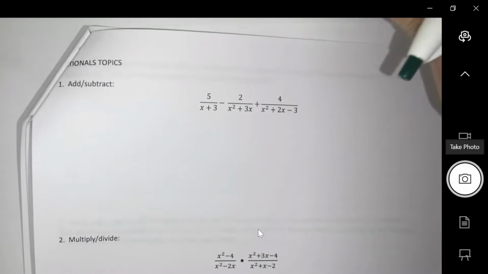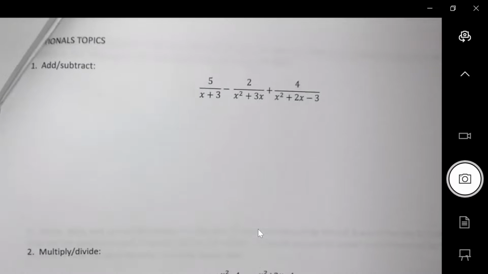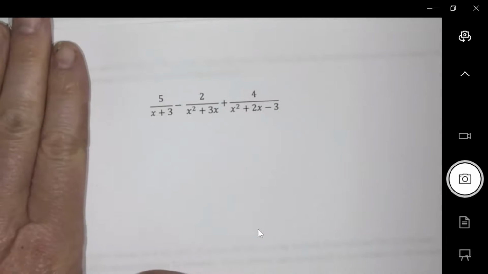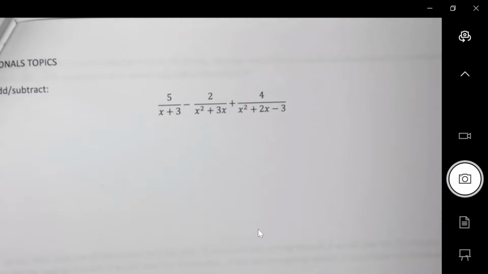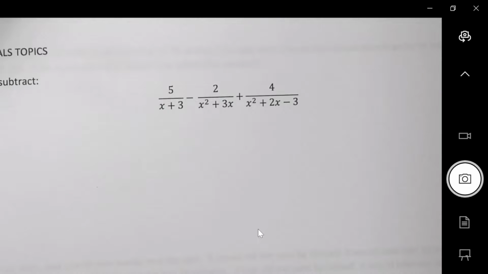Okay, this is where we left off, yes? This looks like stuff. Rationals. Okay, so when we start this one, we're going to add. So we need a common denominator. So I'm going to factor anything I can.